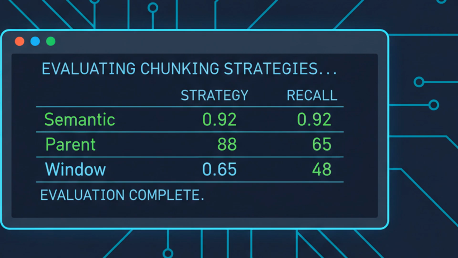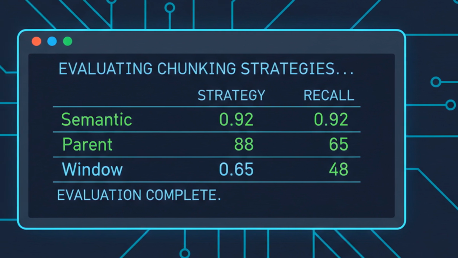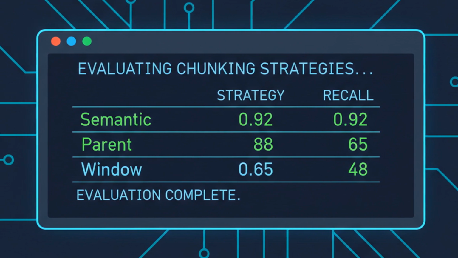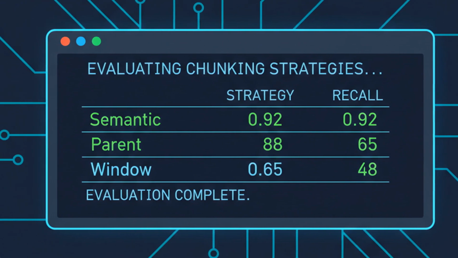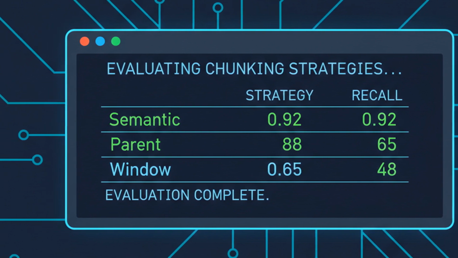Here is the payoff. When you run that evaluation across strategies, the differences are stark. Naive fixed splitting might give you 60% recall. Recursive splitting with overlap pushes it higher. Semantic and parent document strategies often top the chart. Same model, same data, only the chunking changed.